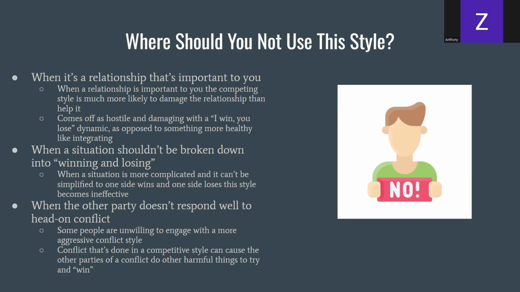And lastly, there's sometimes where people won't respond well to head-on conflict. Now, there's a couple different ways that can manifest. Sometimes a person will match your aggressiveness, and when neither side is willing to give in, then this conflict style becomes a stalemate. If neither party is willing to back down until they win, then no decisions get made.